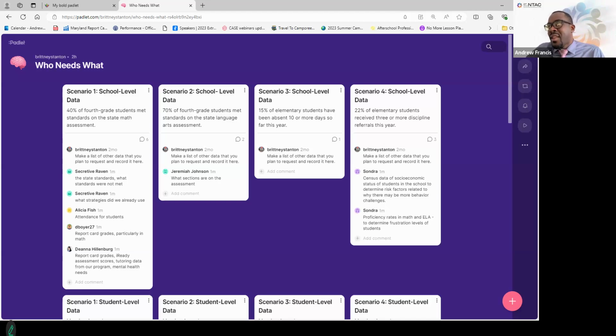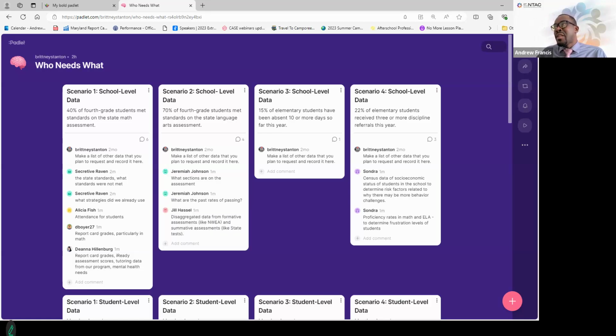That's for scenario one. For scenario two, we see what sections are on the assessment. Scenario four, census data of socioeconomic status of students in the school to determine risk factors related to why there may be more behavior challenges, and that's related to the scenario about 20% of elementary students receiving three or more disciplinary referrals this year. Proficiency rates in math and ELA to determine frustration levels of students. So looking at the intersection between academics and behavior, to provide support.